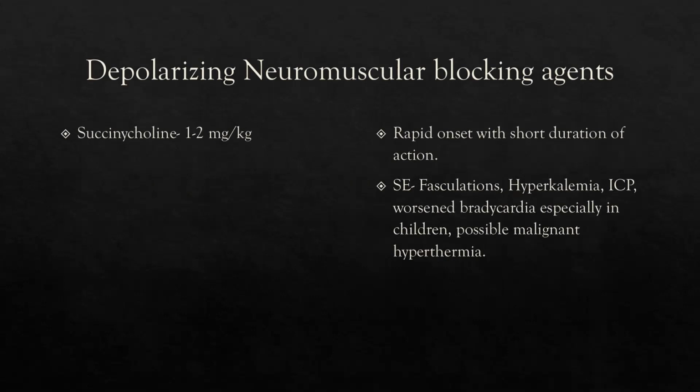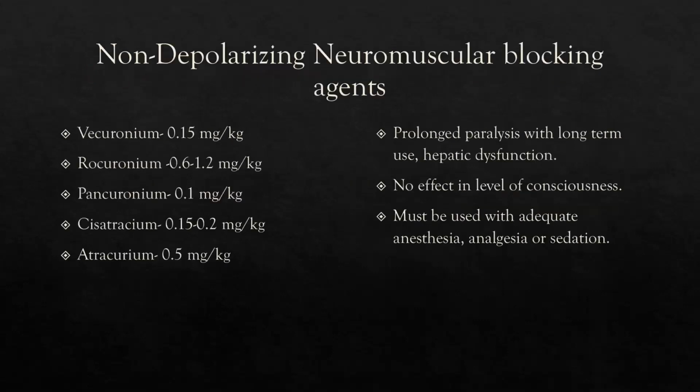And the dosage for that is 1 to 2 milligrams per kilogram. It has a rapid onset with a short duration of action. Some of our side effects are fasciculations, hyperkalemia, increased ICP, and worsened bradycardia, especially in children. We want to make sure that we are using atropine with those children. We can also have possible malignant hyperthermia as well.